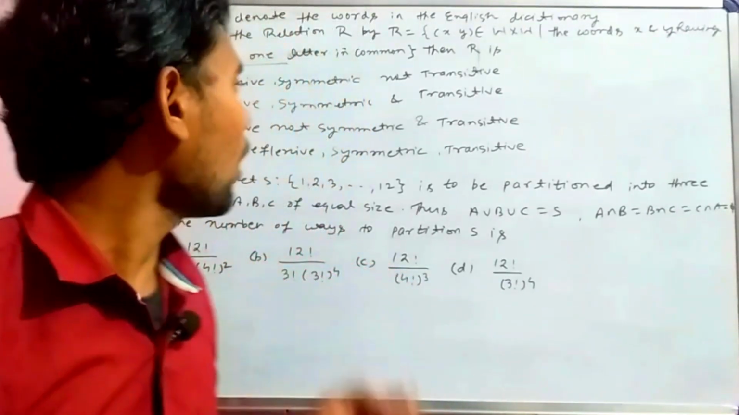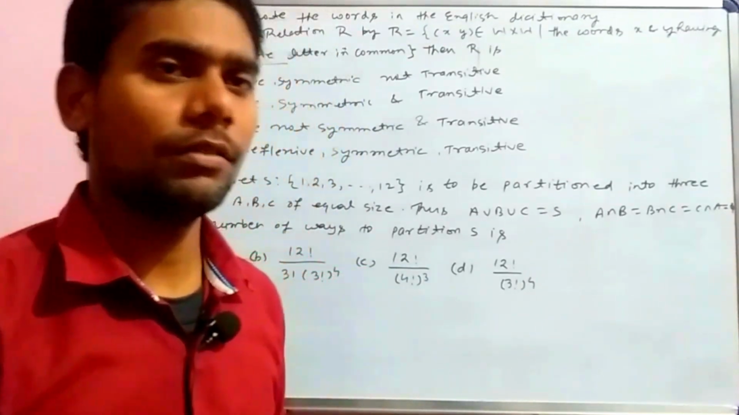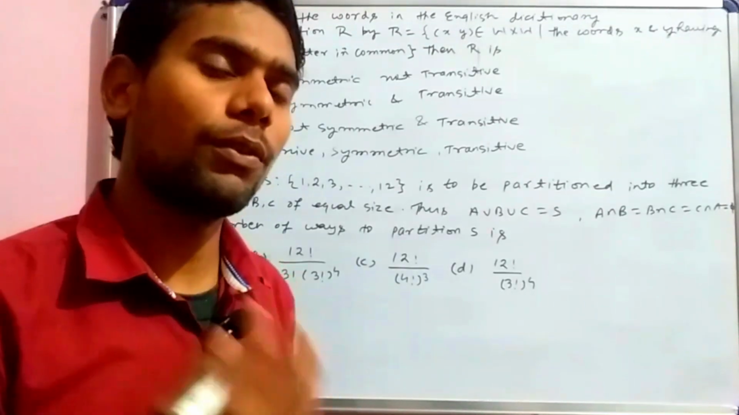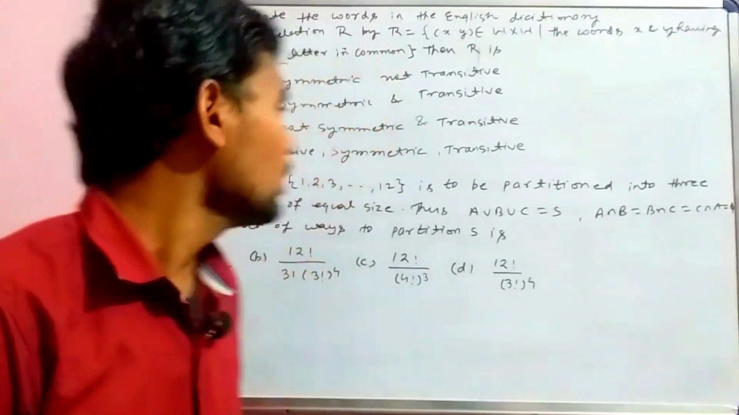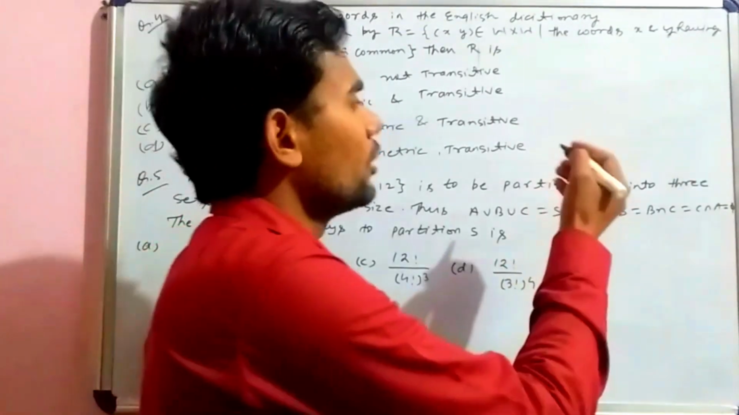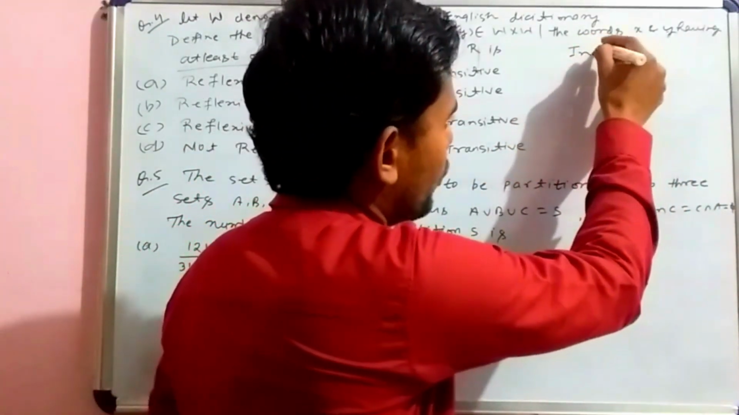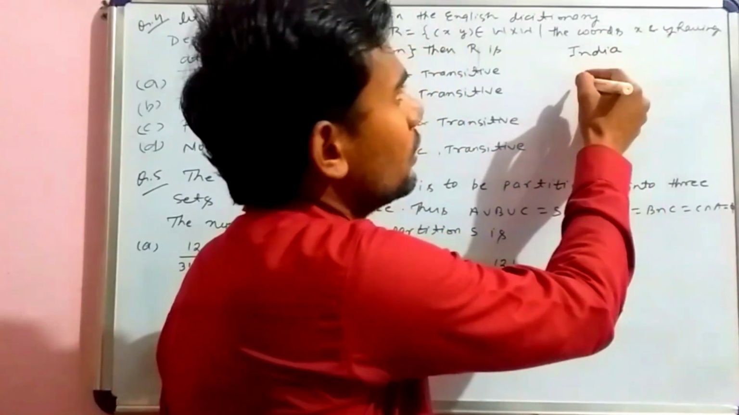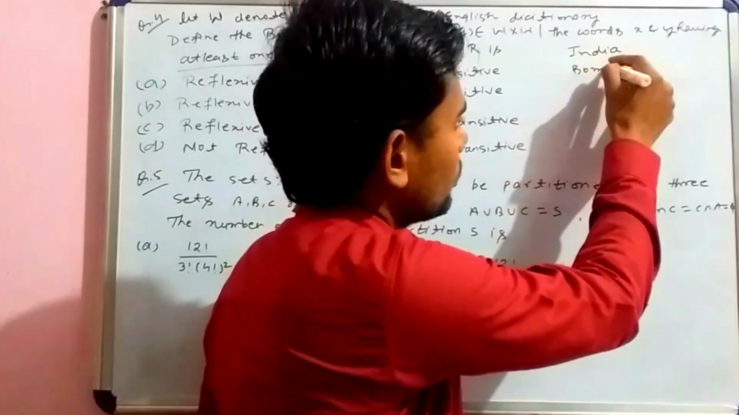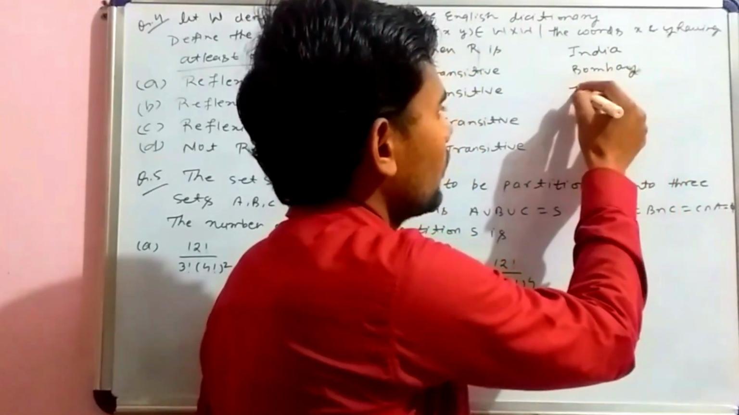Then we have to check all four options one by one. We have to discard three of the options with the help of a counter example. So first we take a counter example: India, Bombay and Joker.